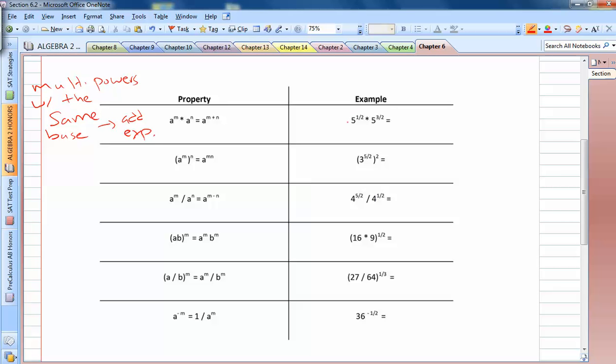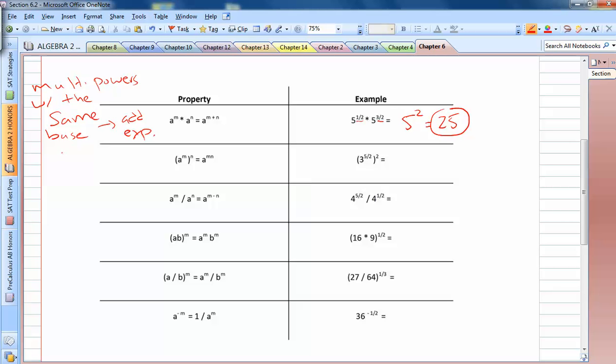So in this case, we have 5 to the half power times 5 to the 3/2 power. So these properties still apply to powers that have fractional or rational exponents, not just integer exponents. So if I add these two fractions together, hopefully you realize that's 2, and then we get 25.